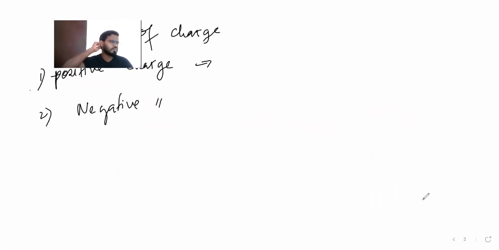Fine. There are two types of charges basically. One is positive charge and one is negative charge. Let's see what is a positive charge and what is a negative charge. Whenever we are defining any element, its electronic configuration, like suppose let's take a sodium element.